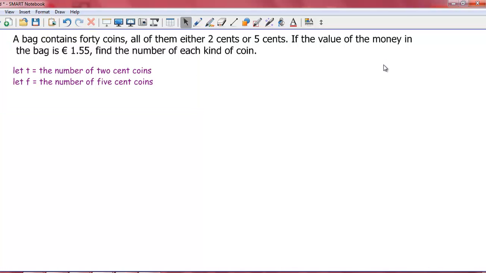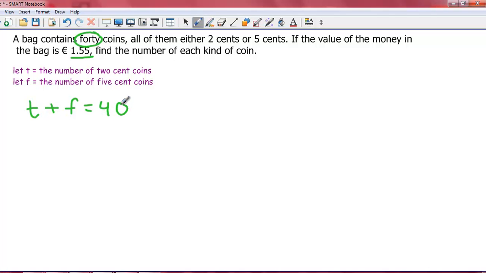Okay, so we've already typed those. That says let t equal the number of 2-cent coins and let f equal the number of 5-cent coins. So when we look through here, we have some pretty obvious information about the total amount that the coins are worth, but we also have this first line telling us how many we have. So we know that if we add the number of 2-cent and the number of 5-cent coins, it's supposed to equal 40. So our first one that we can set up, t plus f equals 40.